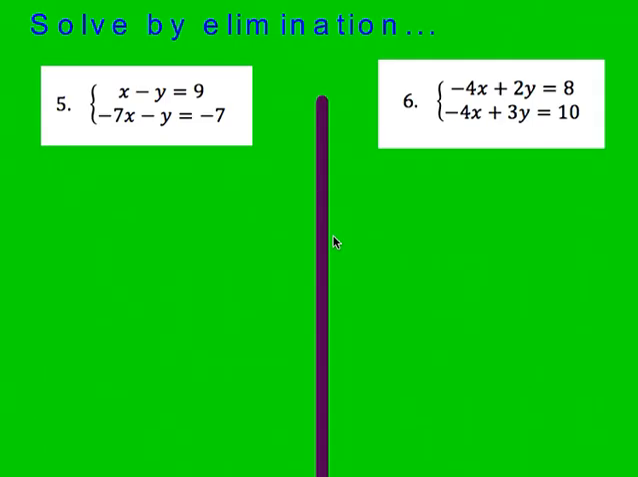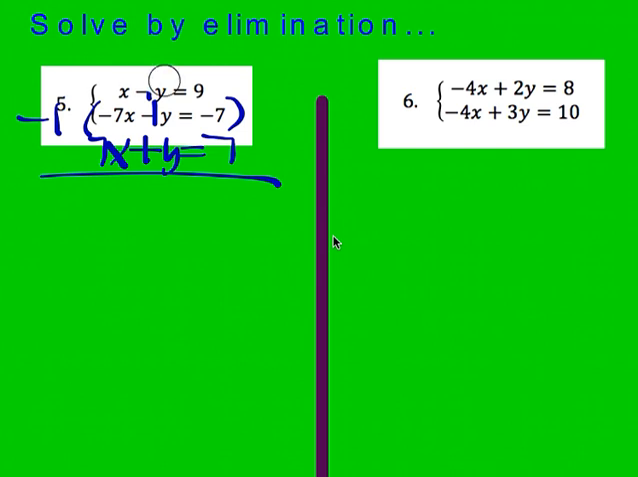Now let's take a look at number 5. What I notice on number 5 is that my y's at least have the same number. So they both have a negative 1, but they're not opposite. So I need to make one of them opposite. So what I'm going to do is multiply this bottom equation by a negative 1. And that's going to change all of the symbols. So when that happens, I'm going to end up getting 7x plus y is equal to 7. So now I can go ahead and add down the columns because now I have a plus y.